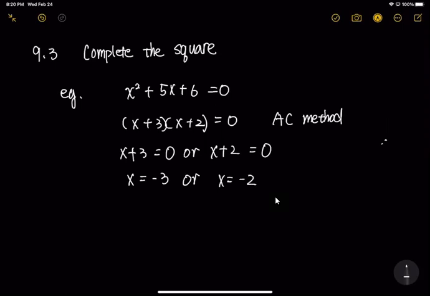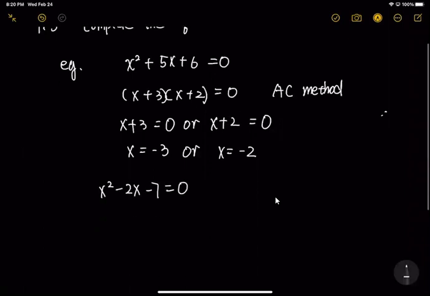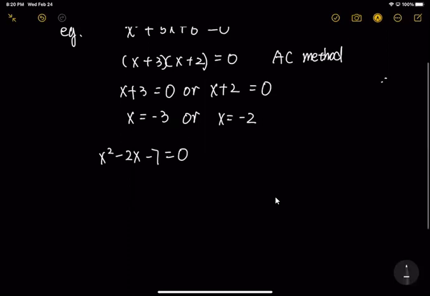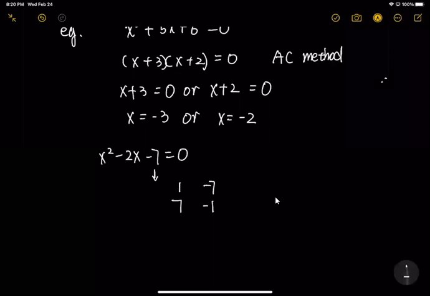However, not all problems can be factored, such as x squared minus 2x minus 7 equals 0. So how can we factor this? Well, the only factor combinations that -7 has are 1 and -7, or 7 and -1. No matter what, the sum of these two is not going to equal -2. So we know that we cannot factor this equation.